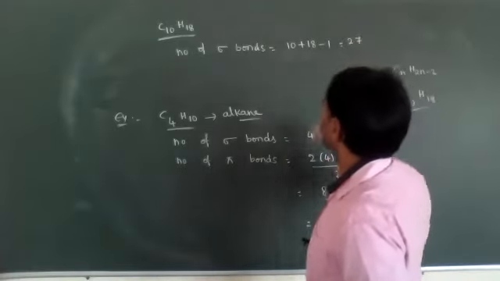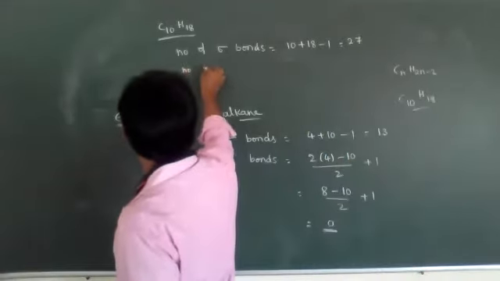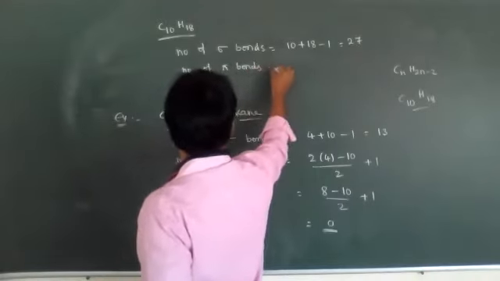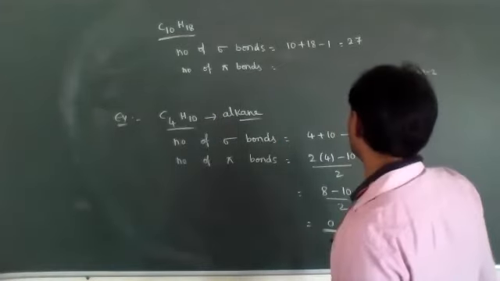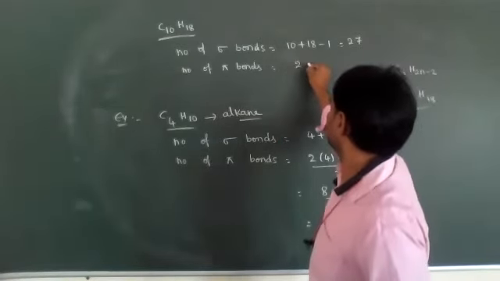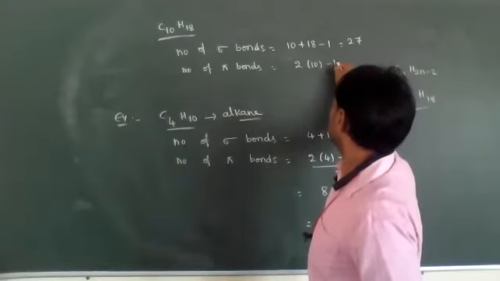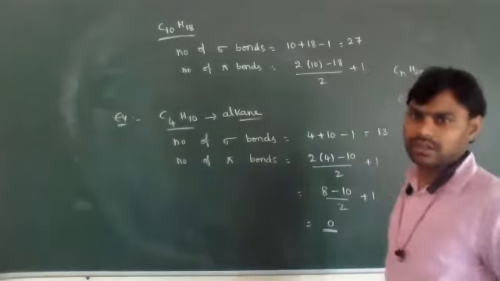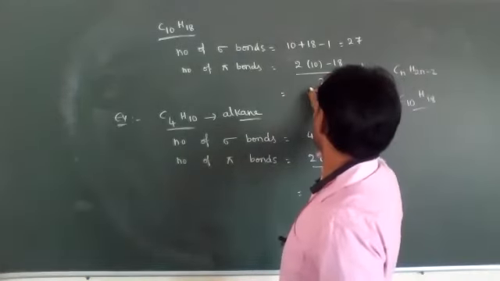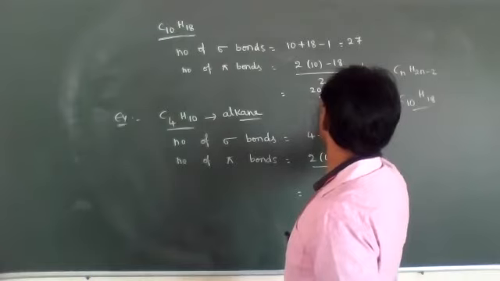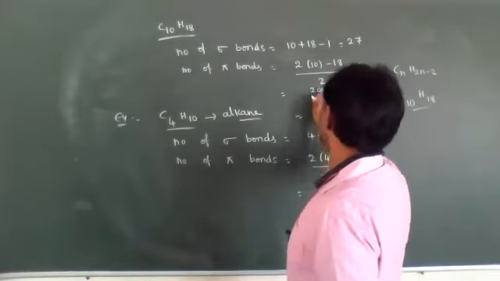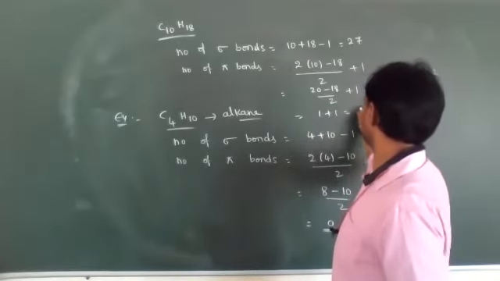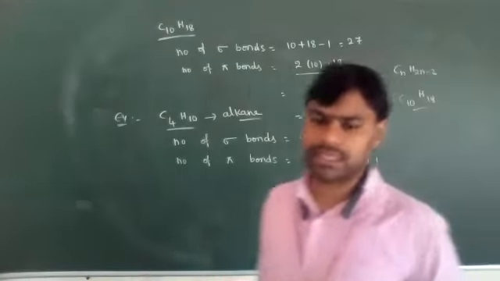Very good. Next, the number of pi bonds. Number of pi bonds is equal to (2 into x, 2 into 10 minus 18) by 2 plus 1. Upon simplification, 20 minus 18 by 2 plus 1. 20 minus 18 means 2. 2 by 2 is equal to 1. 1 plus 1 is equal to 2. 2 pi bonds are present.